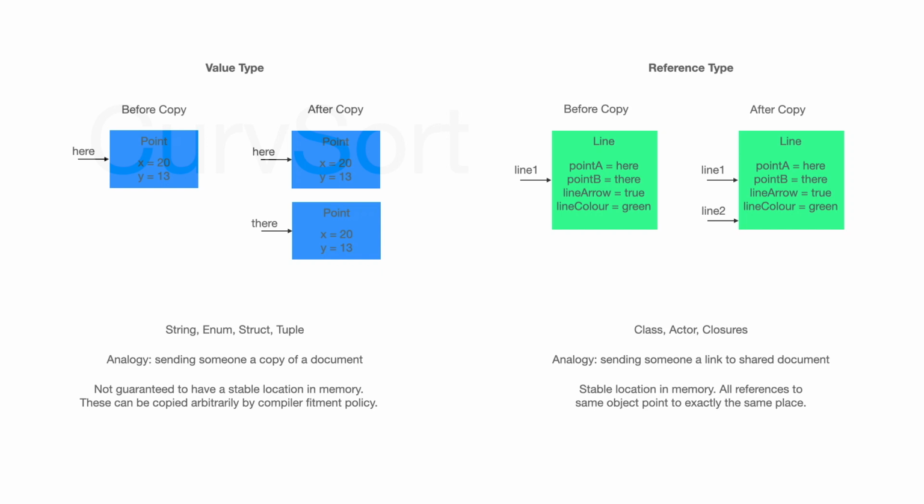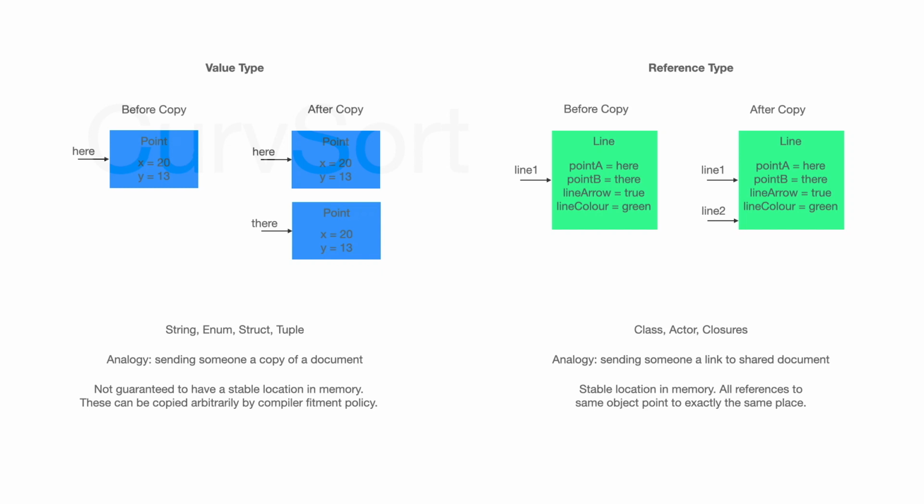Both value types and reference types can be used in a data model. For example, a point can be represented as a value type with x and y being part of the struct, and the line can be represented by a reference type which has a reference to this point as a value type. This is explained in the diagram here. Examples of value types are string, enum, struct, and tuple. Reference types are class, actor, and closures.